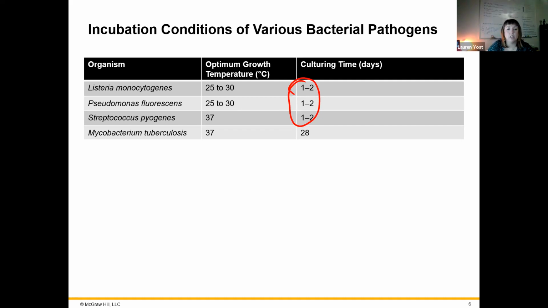If we look at Mycobacterium tuberculosis, so tuberculosis, in order to culture this up to a workable growth, we would need 28 days. So almost an entire month. It's a whole February at least. And then you can see the differences in temperature preferences. So these guys will grow at lower temperatures than Strep pyogenes, so that's strep throat. And then Mycobacterium tuberculosis.